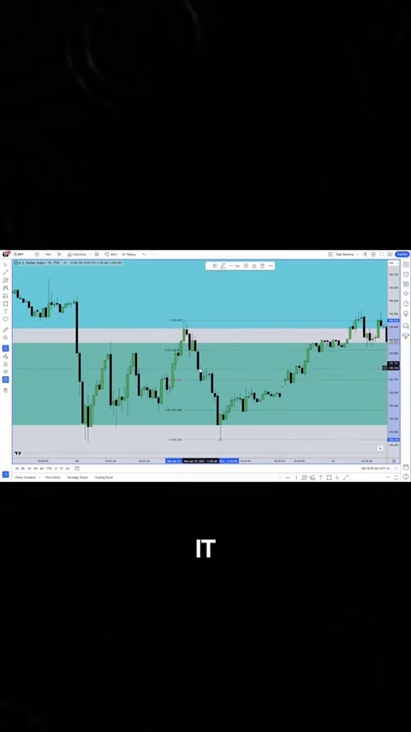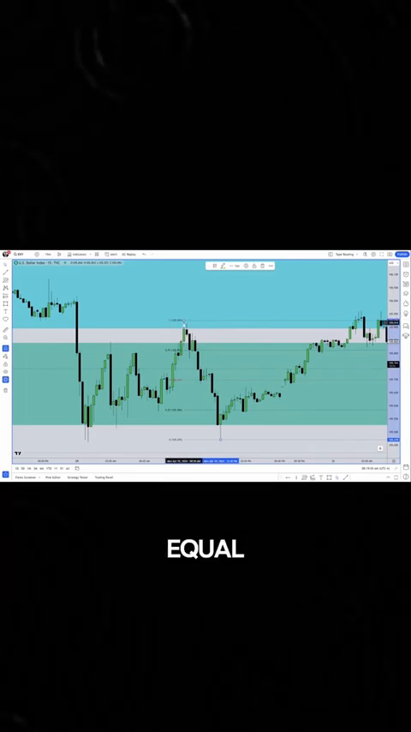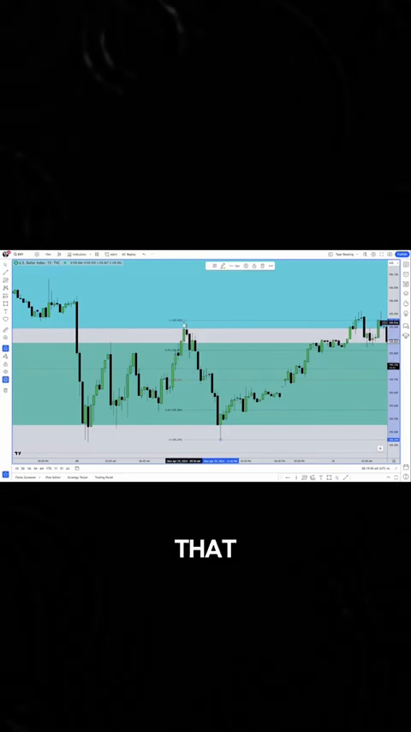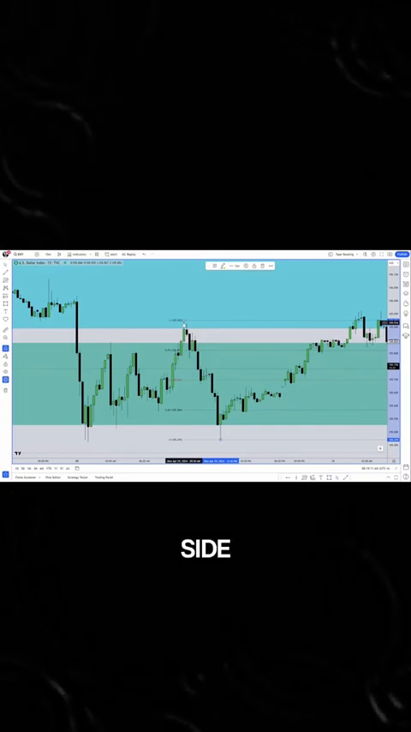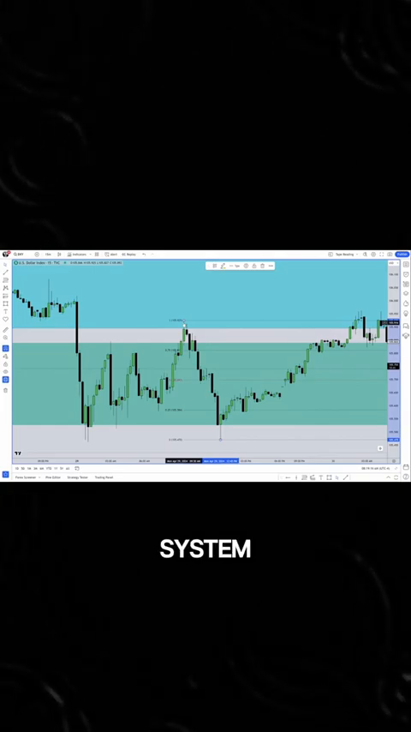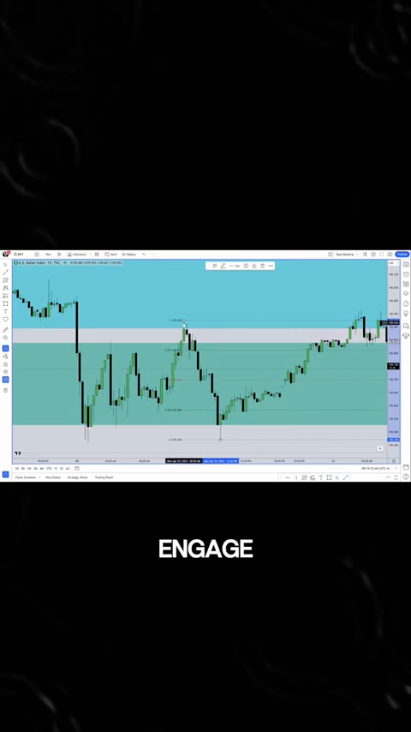What do I mean by offering it? Well, if the market does want to gravitate to an old high or relatively equal highs, why is it going there? The algorithm's repricing to that level to offer the buy side. To who? The smart money. That's the way the system works. If you think like smart money, like I'm teaching you, you'll engage price that way.